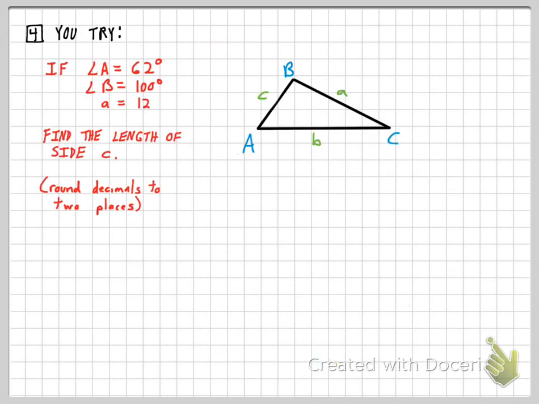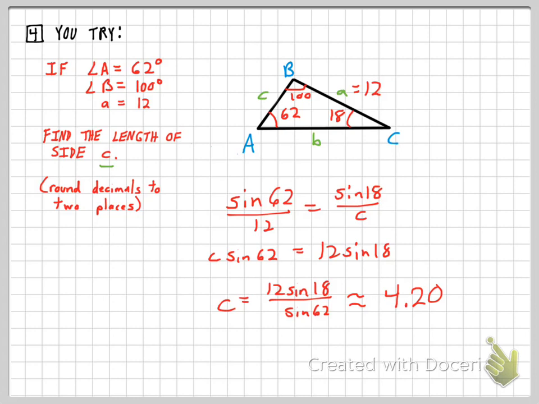Okay, let's try. You try. I gave you three things up here. See if you can draw out a triangle, maybe label those three things, and then the goal in this problem is to find side C. So rather than solving the whole triangle, just find that one length. Take your calculators out, give it a try, round your final answer to 2 decimal places.